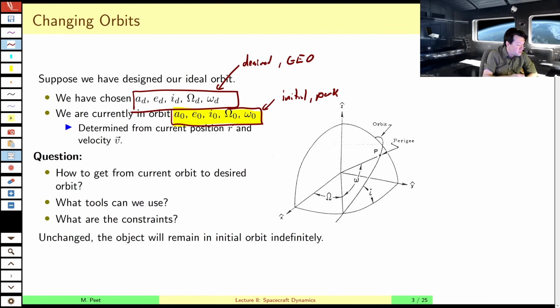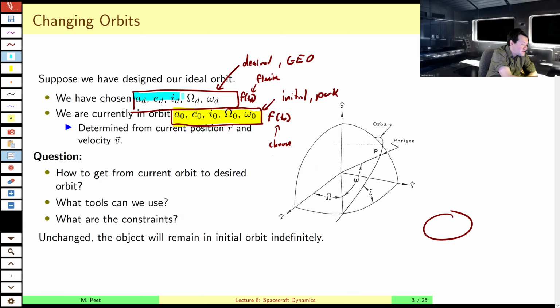So let's think about that problem. We have an initial parking orbit, and we have our orbital elements. We can also consider true anomaly in there, but I deliberately leave that off to some extent because I'm allowing us flexibility in determining when we make the transfer. So we can choose this one as we desire. So we're going to say this one is flexible. So these are the constraints on the problem.